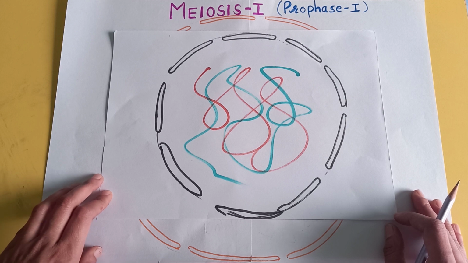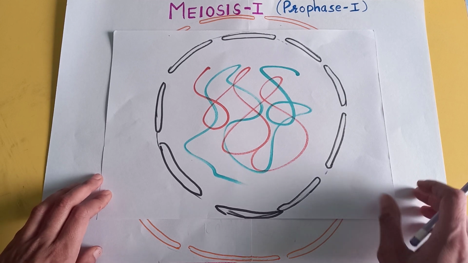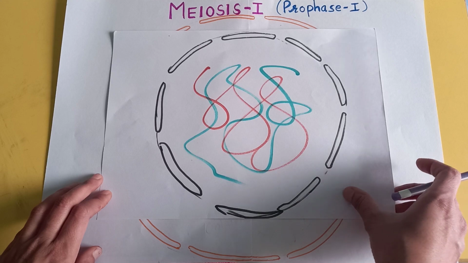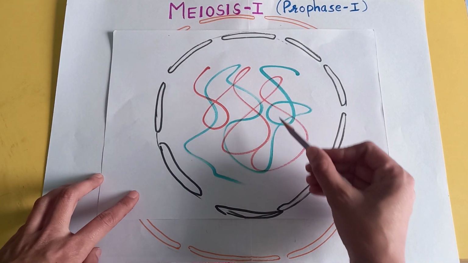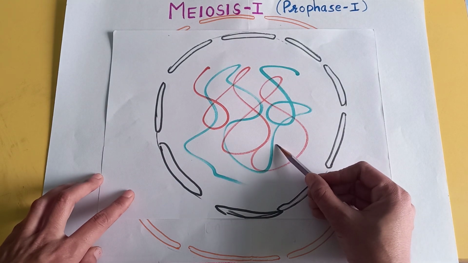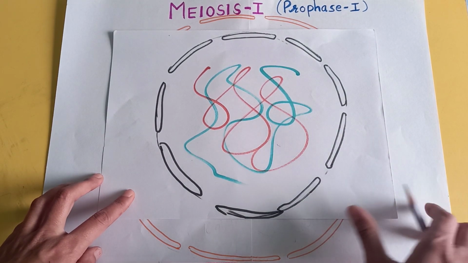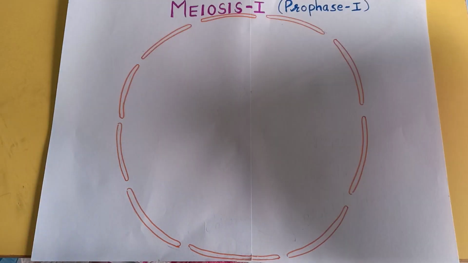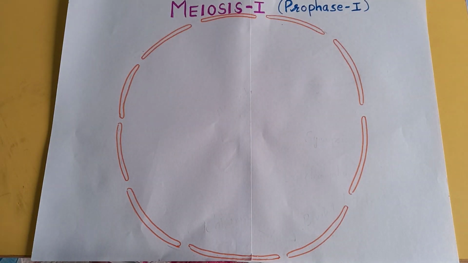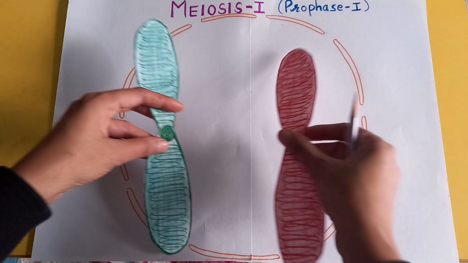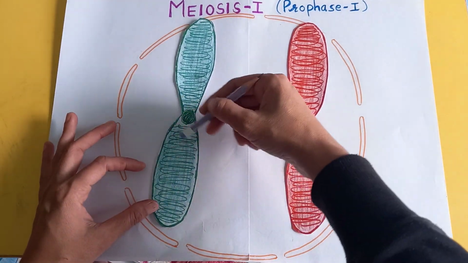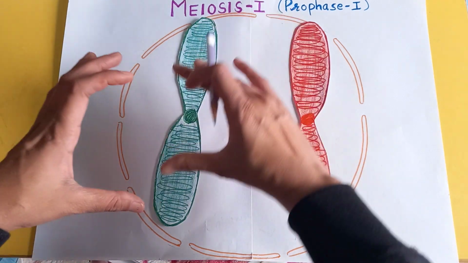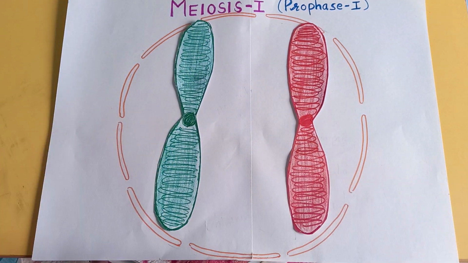So after interphase, when the cell is going to enter into prophase 1, what first change will take place? The chromatin material starts condensing to form the chromosomes. So how is the change going to occur now? As you can see, these are the chromosomes. This chromatin material is coiled and condensed to form these kinds of structures which we call chromosomes.